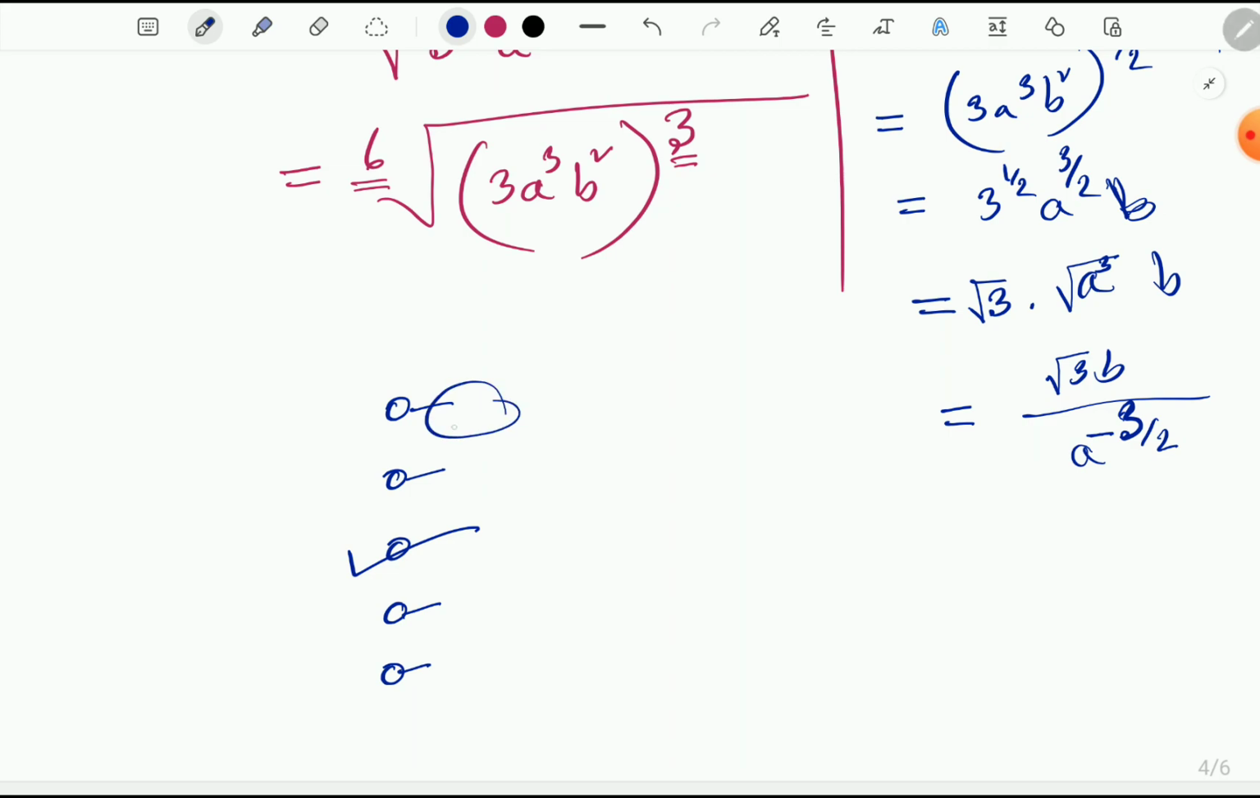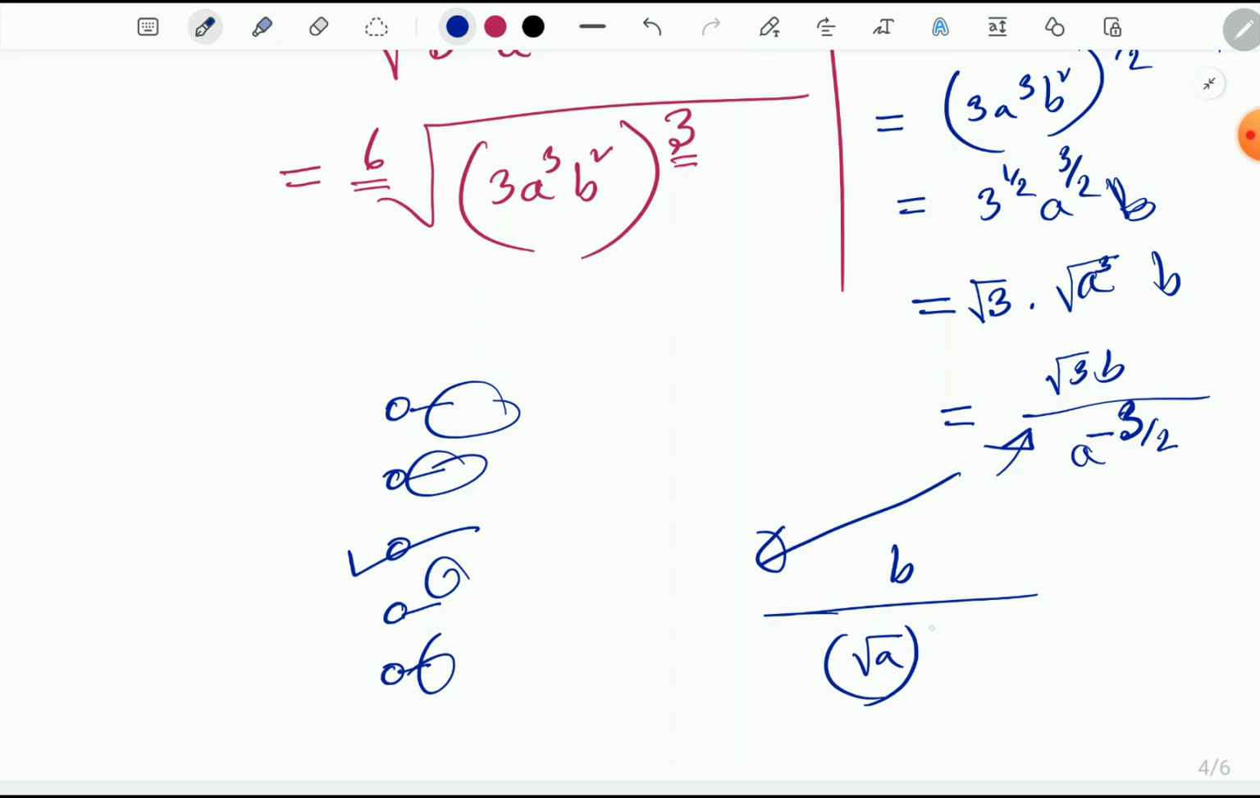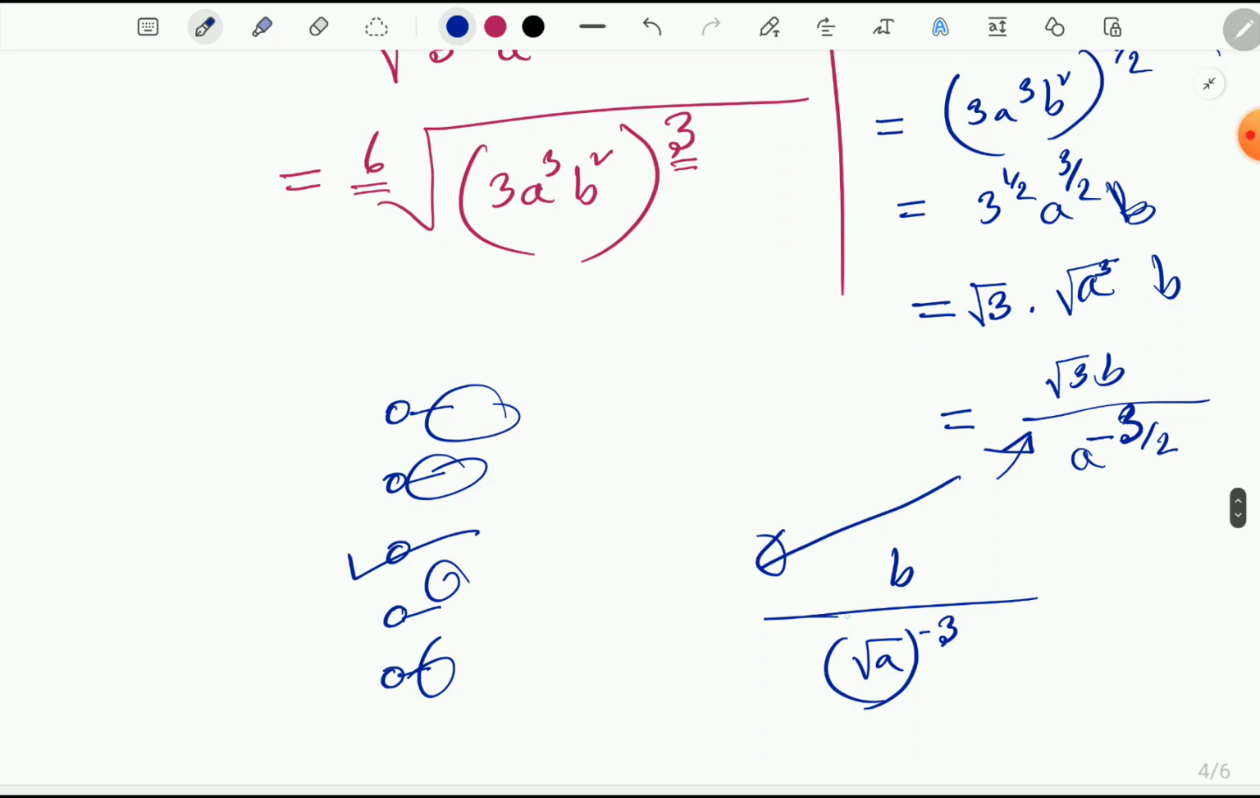These options also can be simplified this way, like b root a power cube, and the root 3 we can write this way. If we multiply root 3 both sides, then it becomes 3, and at the bottom becomes root 3. So this is another expression. So I would suggest you practice as much as you can.